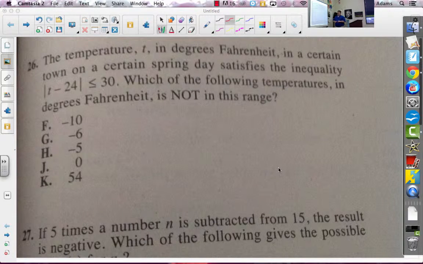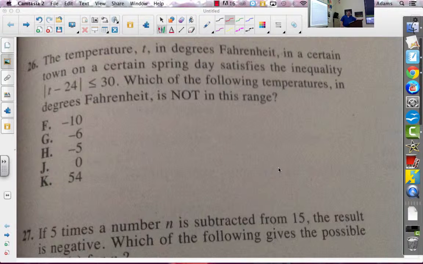Okay, it says the temperature T is in degrees Fahrenheit in a certain town on a certain spring day, and it satisfies the inequality absolute value of T minus 24 is less than 30. Which of the following temperatures in degrees is not in this range? Okay, so basically we need to solve this. This is not hard. We can solve this.